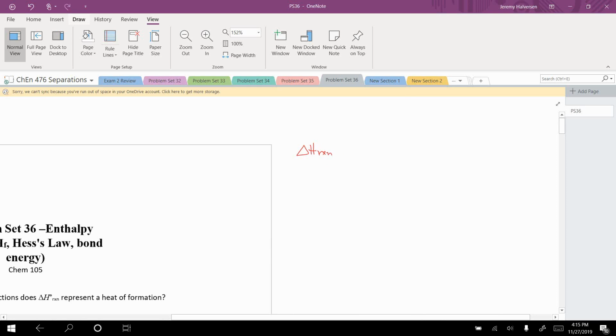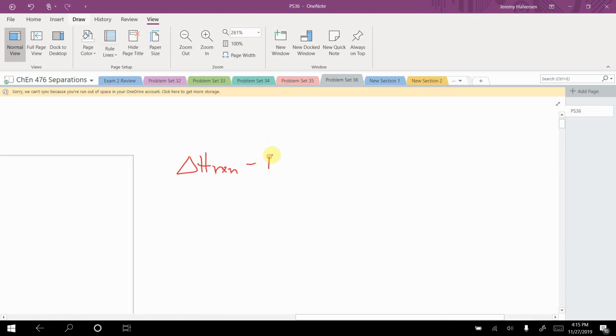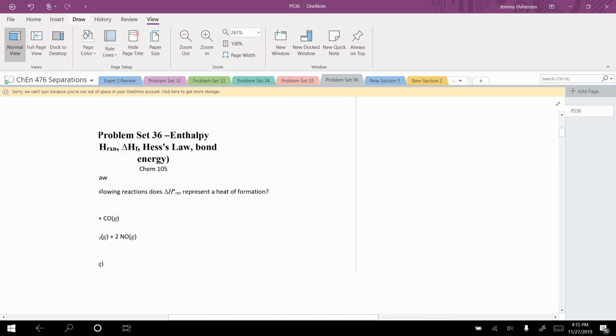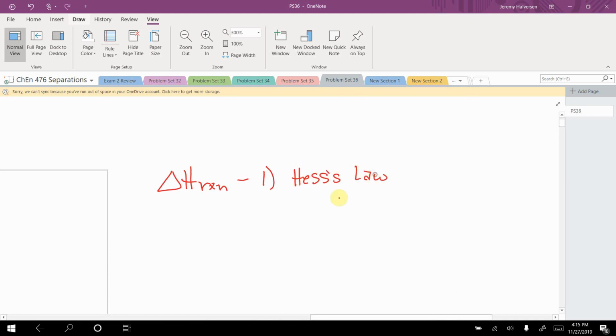There are multiple ways to calculate the delta H, or the enthalpy change, of a reaction. One, which we treated in the last video, and we'll talk a little bit about it in this one too, is to use Hess's law. And that essentially says I have component reactions that add up to my desired reaction. If I can get those component reactions to add up to my desired reaction, then the delta H's of those component reactions will add up to the delta H of my desired reaction.